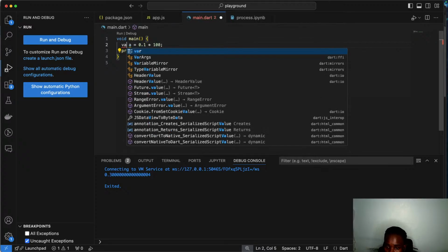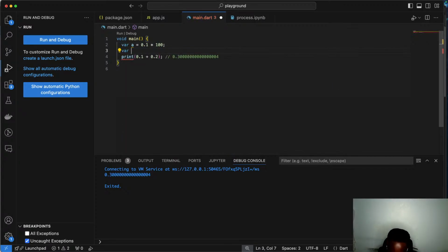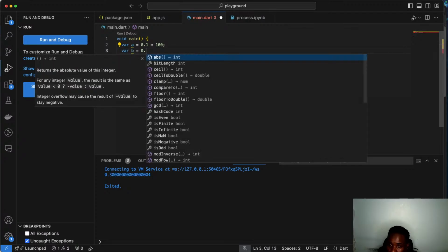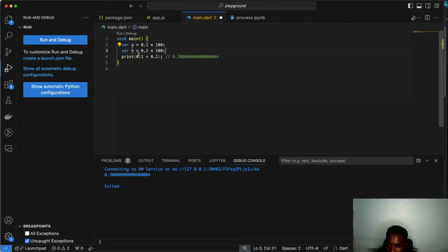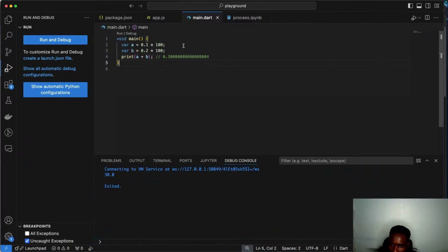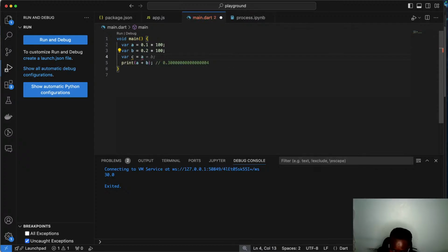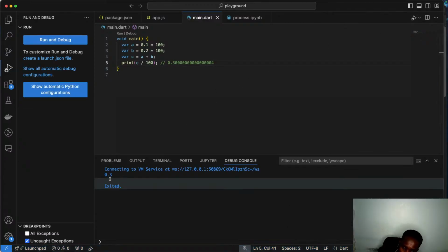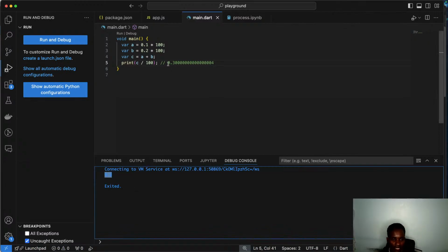So if I do, let me just do that, b is equal to 0.2 times 100, and then if I do a plus b, you'll see that we now get 30. But if I say c is equal to a times b, and then I convert this c back to the floating point, we'll actually find the perfect answer. Hope that makes sense.